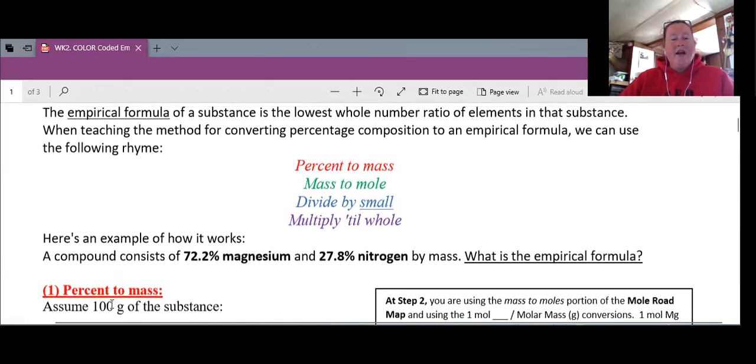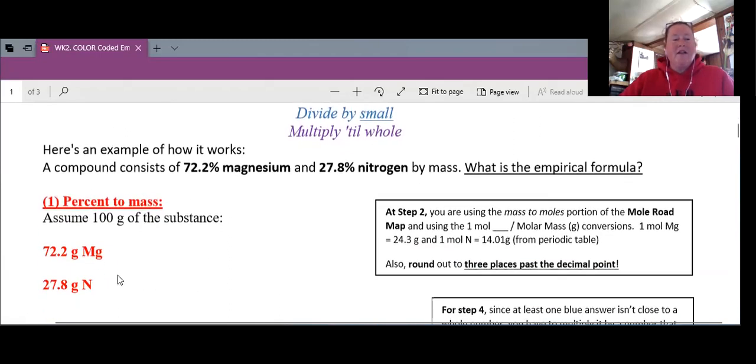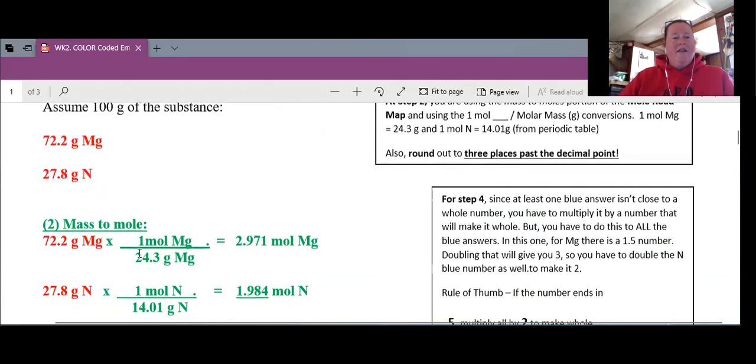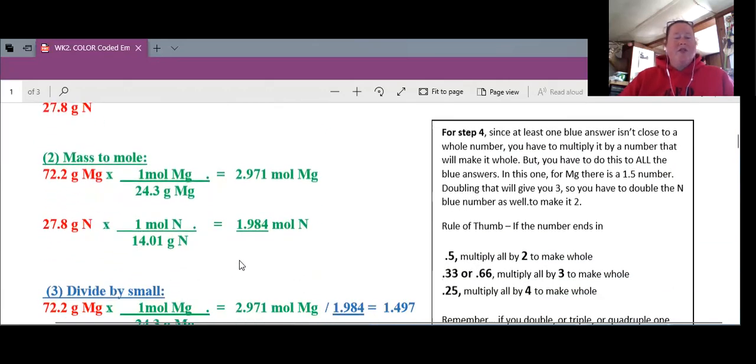Now, if we have 100 grams of the substance and there is 72.2% magnesium, then there will be 72.2 grams of magnesium. And since nitrogen is 27.8%, we'll have 27.8 grams. So the first step is to write the numbers down that are given and the formula, and we change percent to grams. So the next part of the poem is mass to moles.